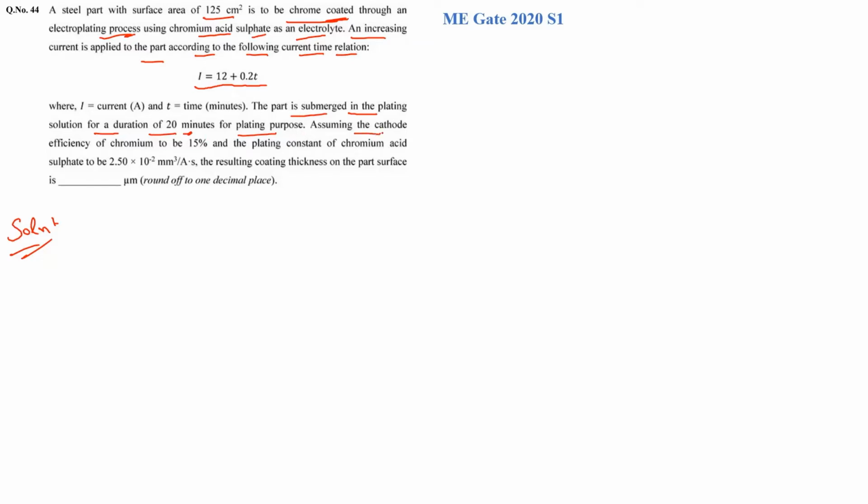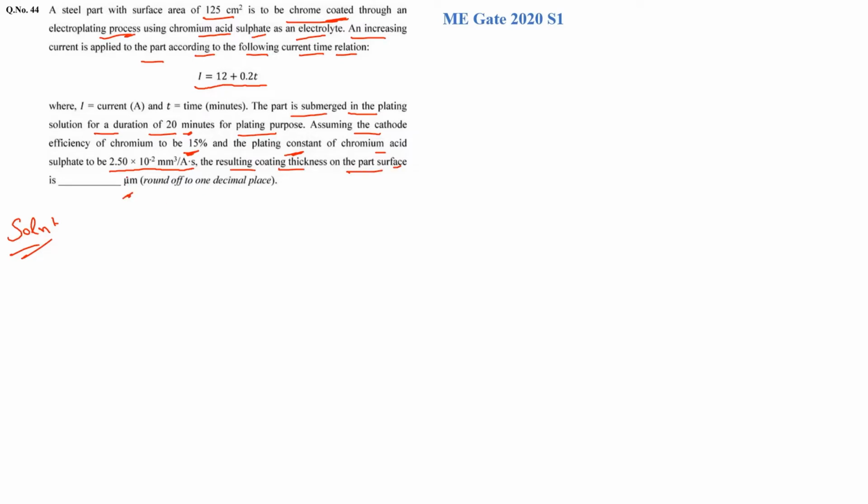Now, he's asking us to assume the cathode efficiency of the chromium to be 15% and the plating constant of the chromium acid sulfate to be 2.50 × 10^-2 mm³ per ampere second. So what we have to find is the resulting coating thickness on the part surface in microns.